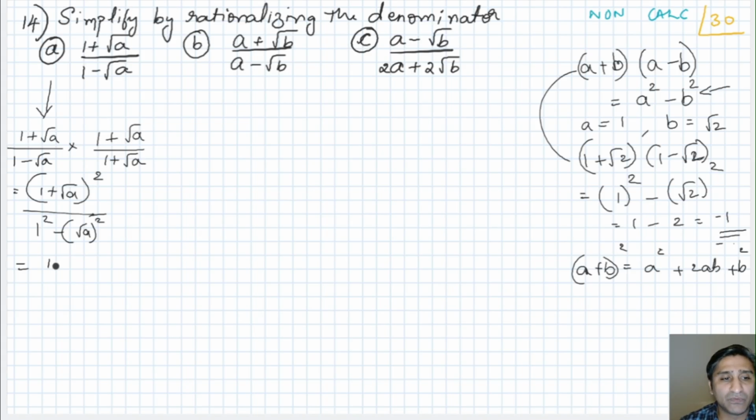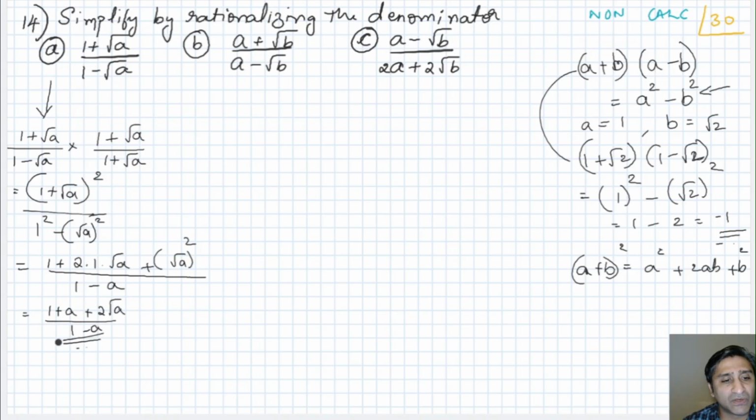So what do we get? We get 1 plus 2 times 1 times square root of a plus square root of a whole squared, divided by 1 minus a. It's quite simple. That simplifies to 1 plus a plus 2 root a divided by 1 minus a, and that's your answer. You cannot simplify it any further at this moment, so we're going to leave it as it is.